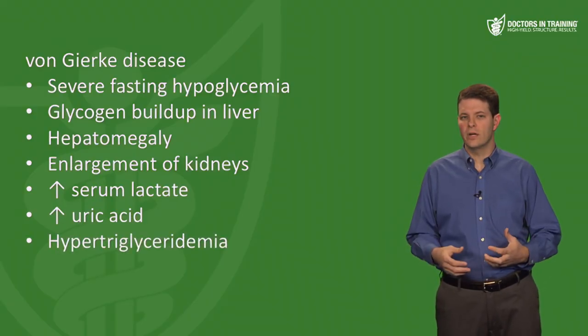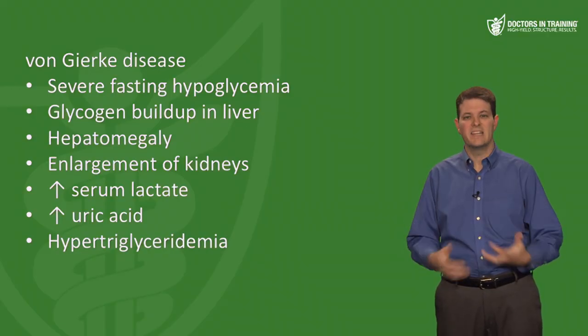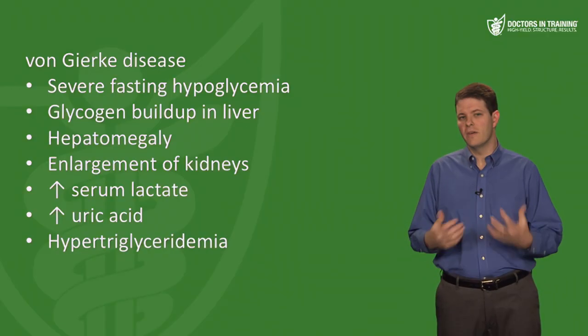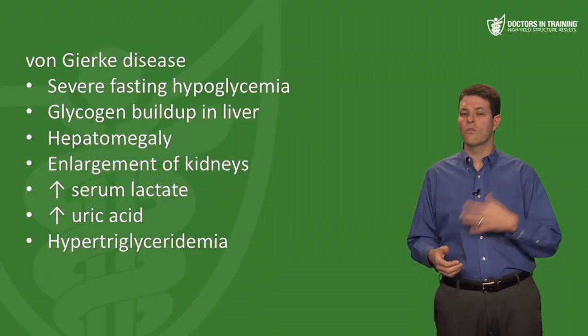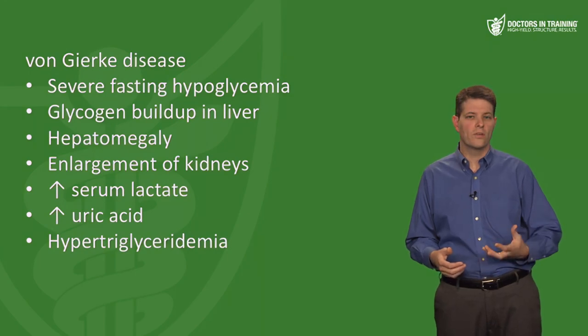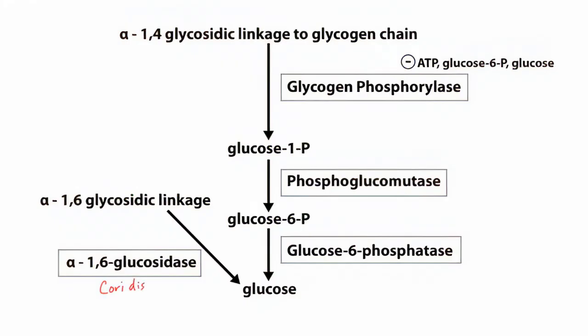And then you can treat von Gierke disease by feeding the patient frequently so that they're going to have a fairly steady stream of dietary glucose to prevent that hypoglycemia. And then at night, you give them cornstarch to prevent overnight hypoglycemia because cornstarch is going to be digested more slowly. The next disease is Cori disease, or glycogen storage disease type 3.